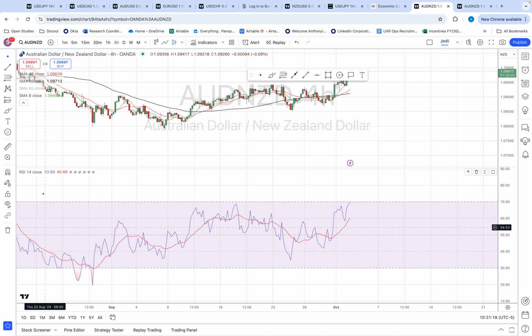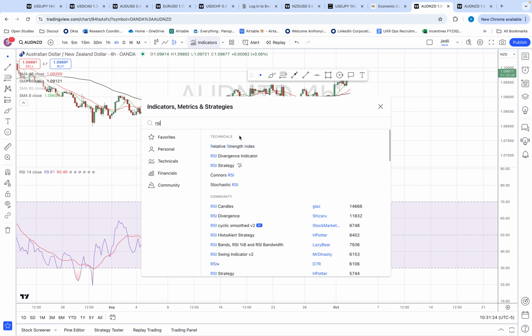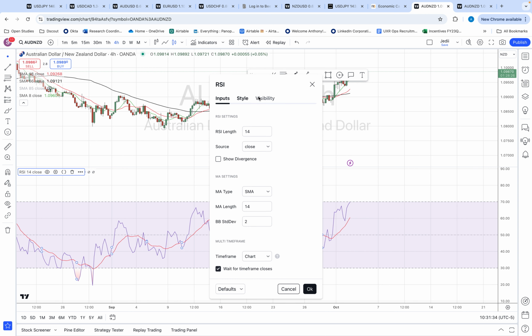So we're going to start with the RSI, the relative strength index. As always, you can just go to indicator, type in RSI. Yeah, RSI and relative strength index will pop up. When you have it on your chart, I believe all of these are pretty standard, but just copy the RSI length at 14, SMA 14.